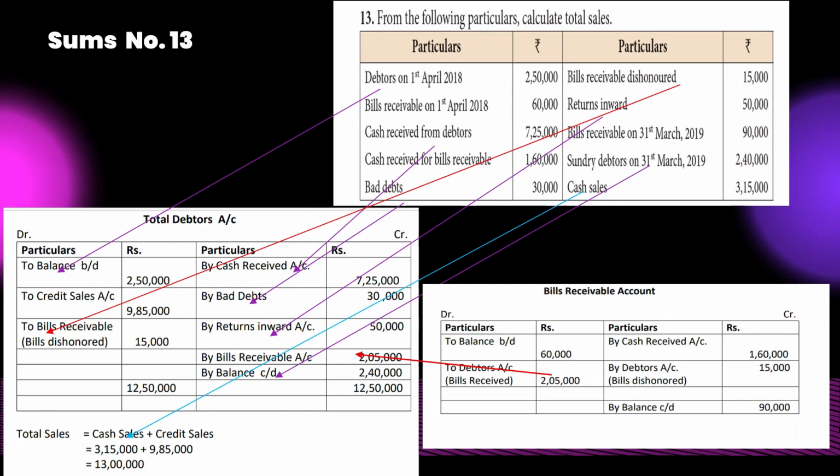Now the question is to calculate total sales. So cash sales is given, that you have to bring it, and you should add cash sales and credit sales. Now you will get the total sales.